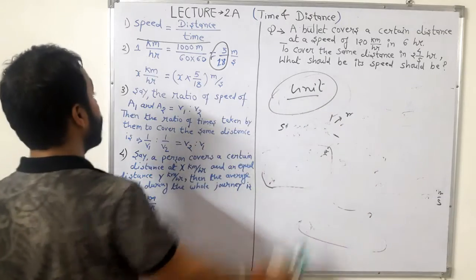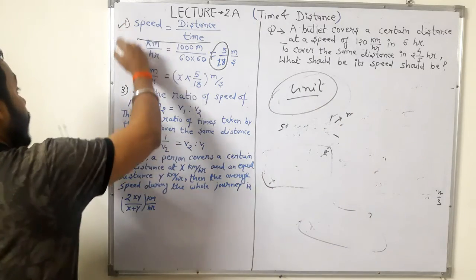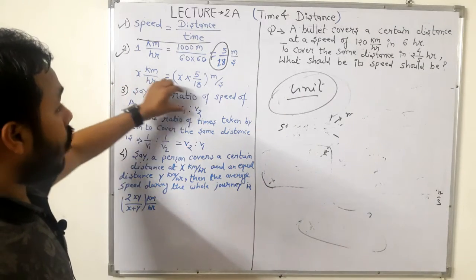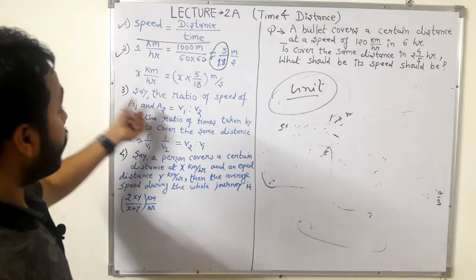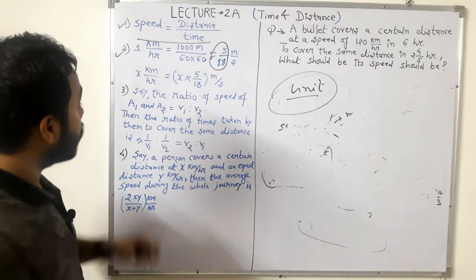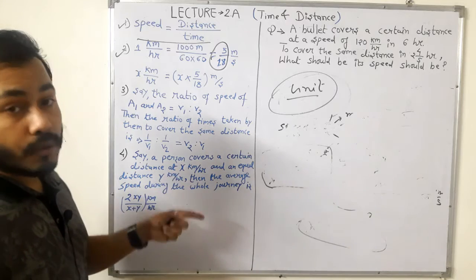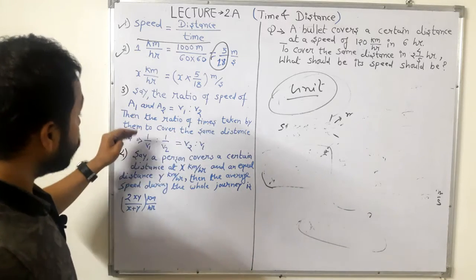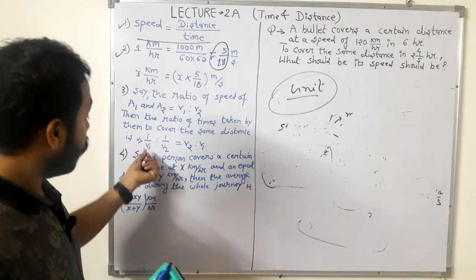Now, coming to the next. So first point clear, second point clear. Then, say the ratio of the speeds of A1 and A2. Say A1 and A2 are 2 vehicles and their speeds are given as V1 is to V2 in ratio. Then the ratio of times taken by them to cover the same distance will be what?